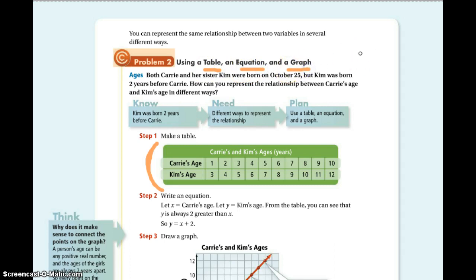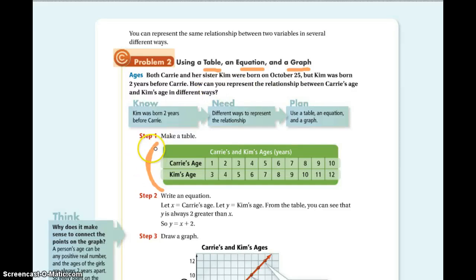So both Carrie and her sister, Kim, were born on October 25th, but Kim was born 2 years before Carrie. So in other words, Kim's age is going to be 2 more than Carrie's. She is 2 years older than Carrie, so therefore Kim's age is 2 years more than Carrie. See how we're translating that into words? When we translate it into words, then we can usually translate it into the mathematics.